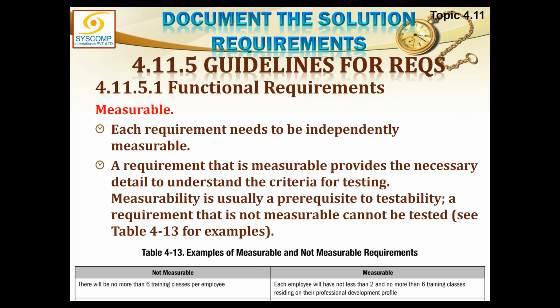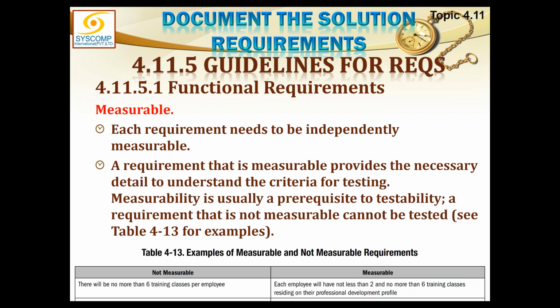Measurable. Each requirement needs to be independently measurable. There must be a metric defined for every requirement, and you must be able to check when this requirement will be fulfilled, how will we check, how will we test it. A requirement that is measurable provides the necessary detail to understand the criteria for testing. So measurable is directly proportional to testing. Measurability is usually a prerequisite to testability, and a requirement that is not measurable cannot be tested.